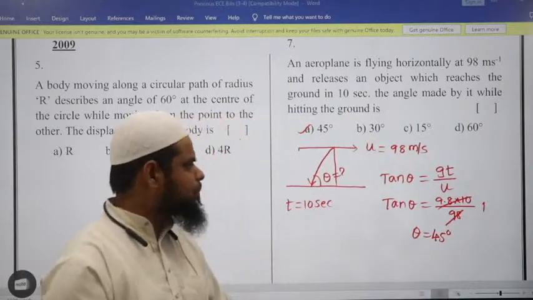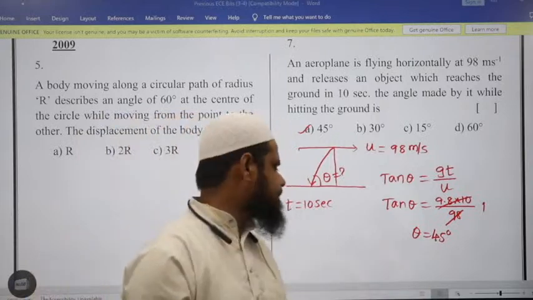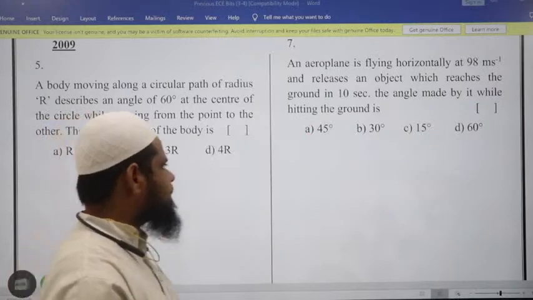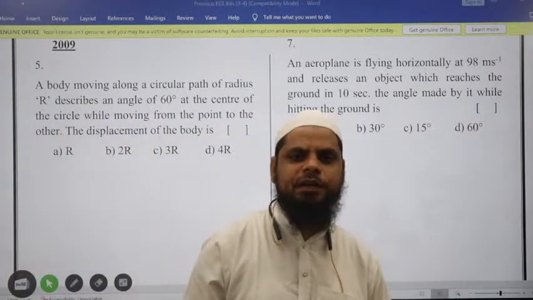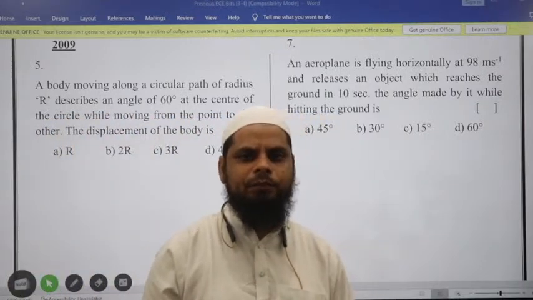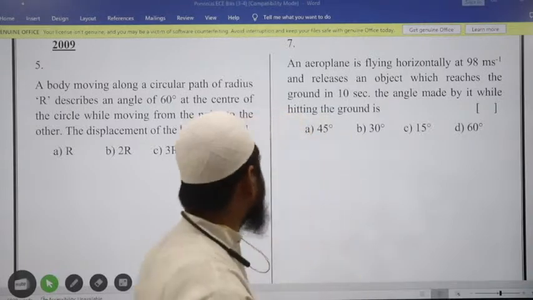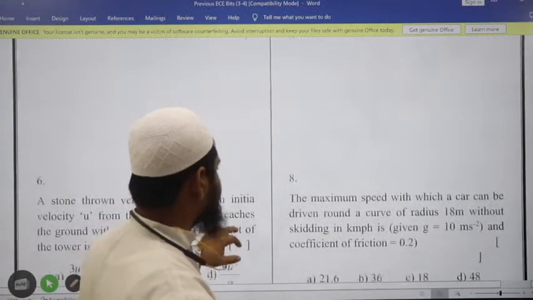Please try to respond. Are you able to understand? Because your chat box tells me whether my voice is coming or whether my audio is coming. So your response is important for me. So let us move on to the eighth problem.